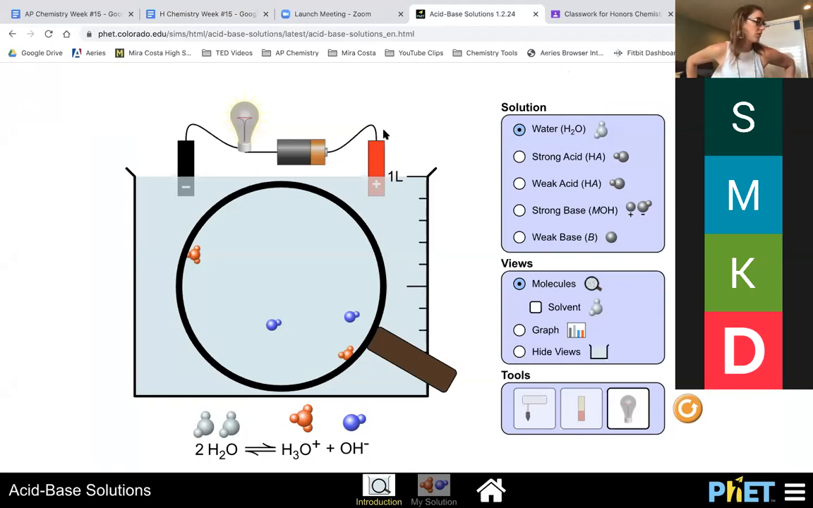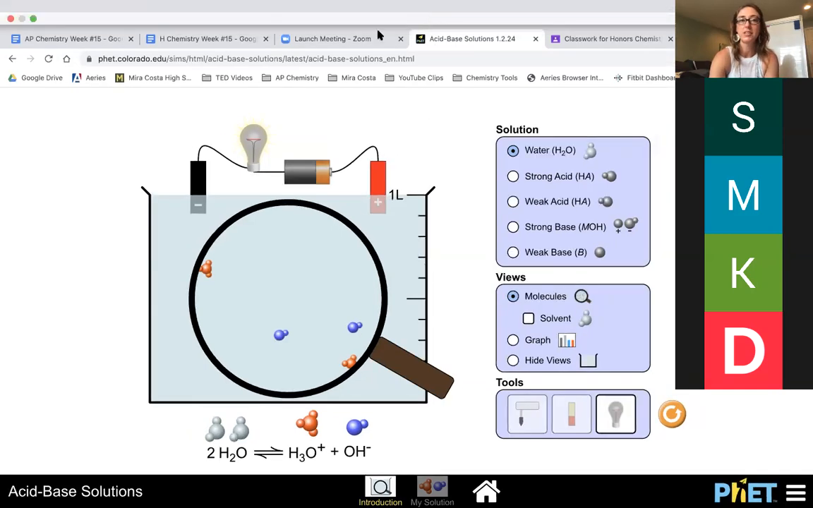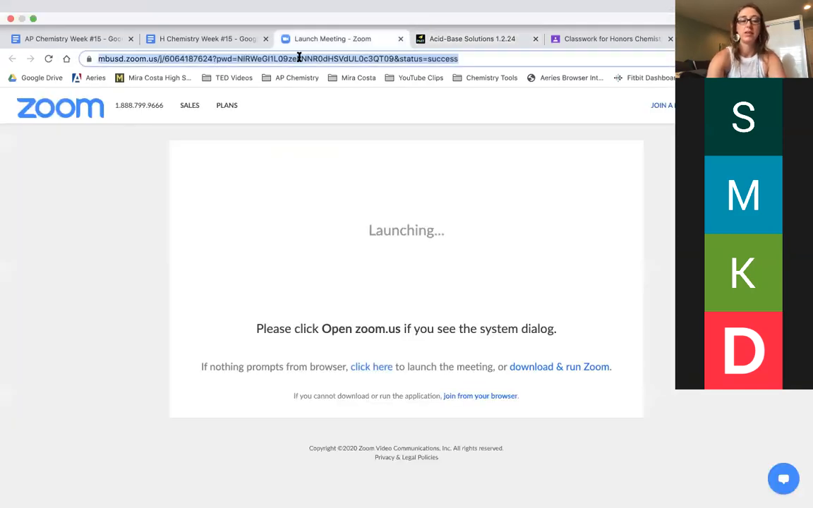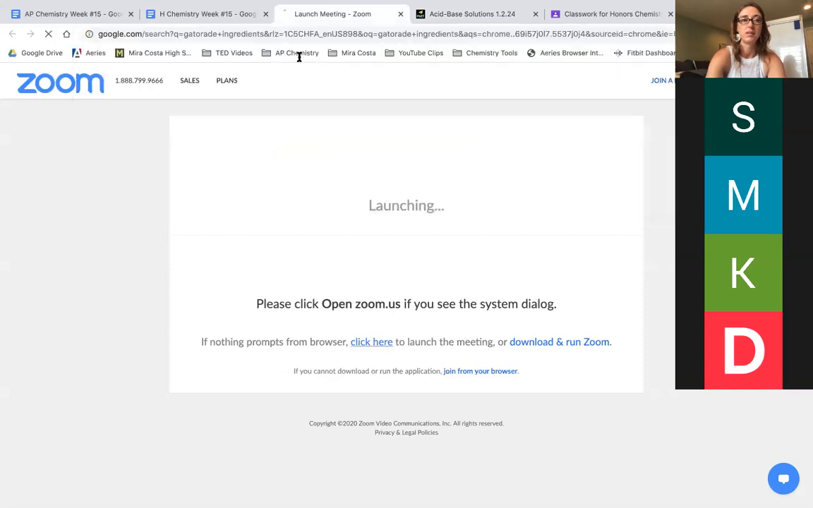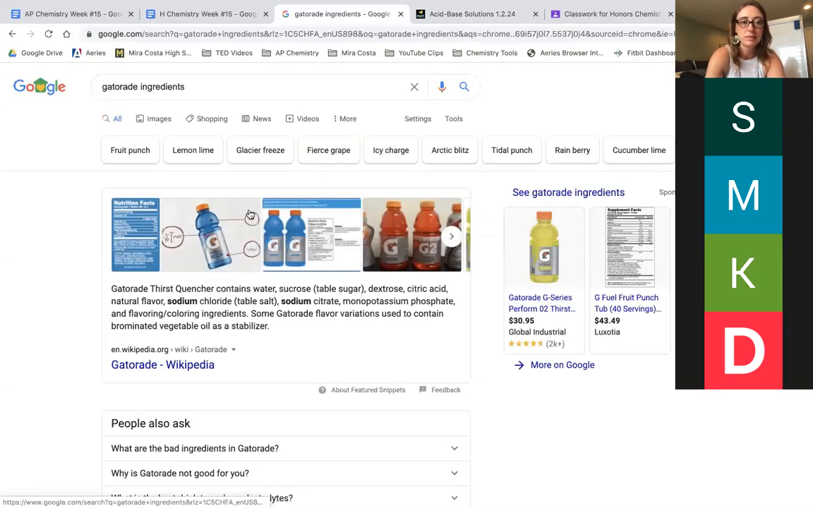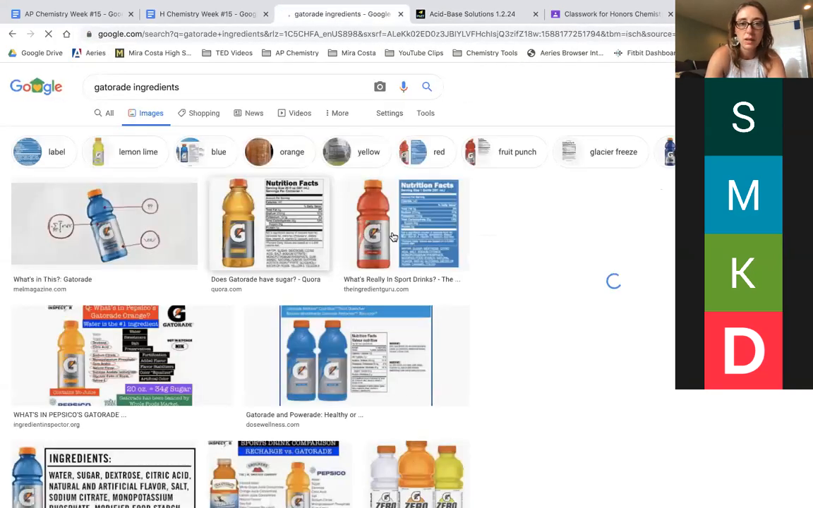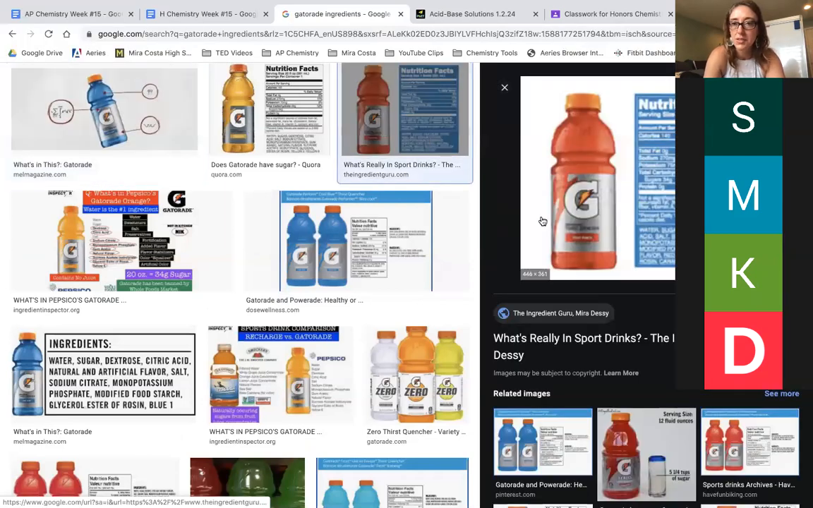Now, why would you want to drink electrolytes? Well, if you look at the ingredients of Gatorade, you would see that it has some salts in it, some charges. Let's see if I can actually Google search the Gatorade ingredients. Here we go. Blue Gatorade. Oh, here's the red Gatorade.